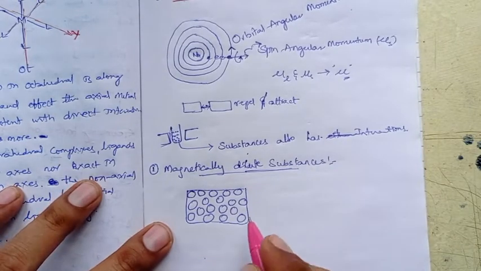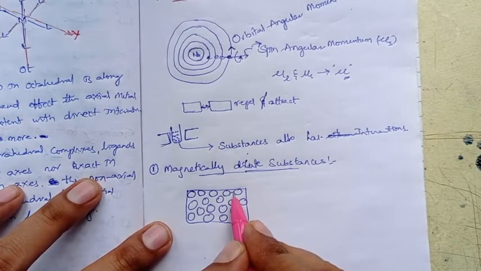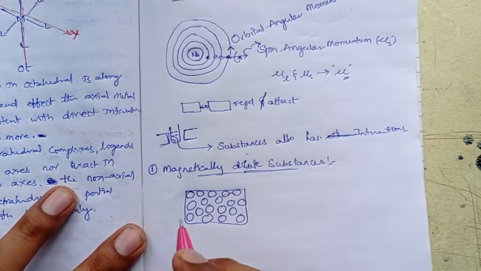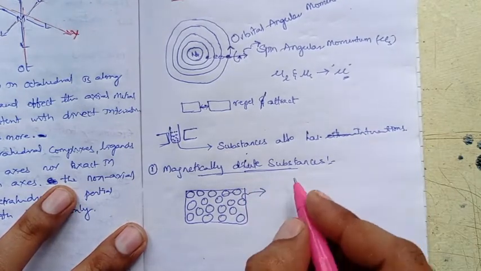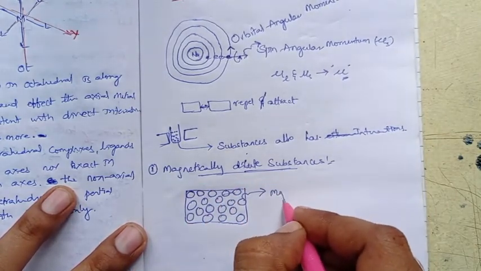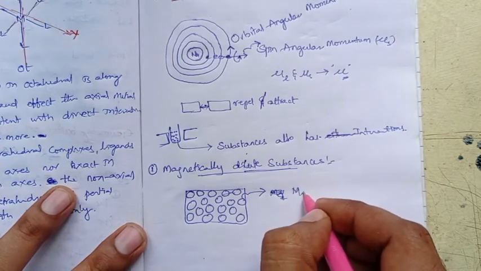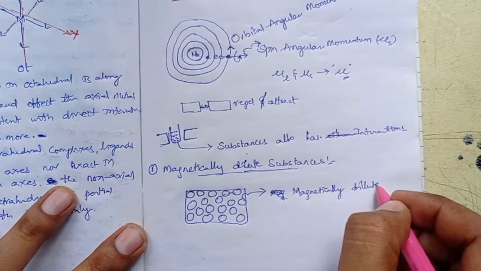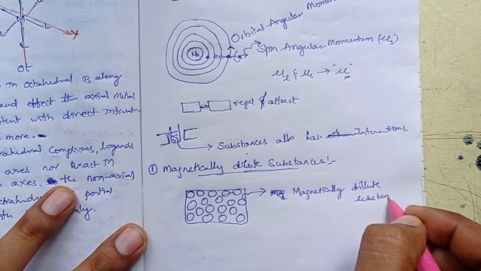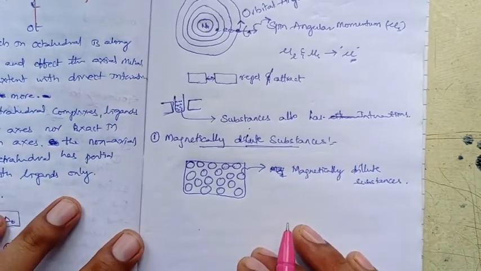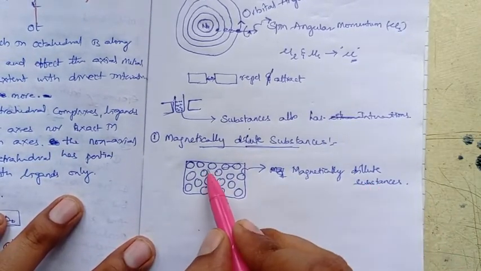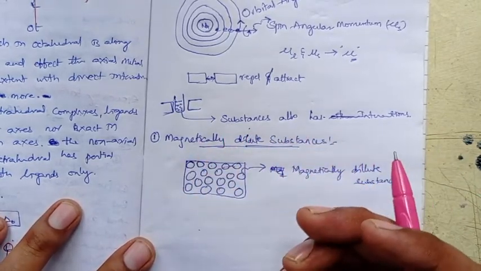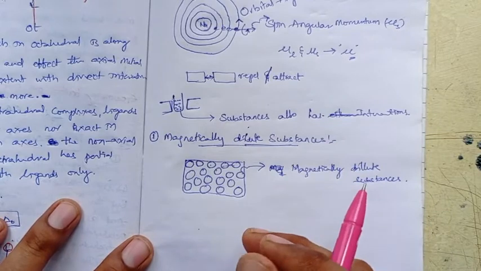And thus, individual centers that are positioned in a manner that they cannot interact with each other, this type of substance will be called magnetically dilute substances. Right? When there are individual centers in a magnetic substance and they are not interacting with one another, that would be a magnetically dilute substance.